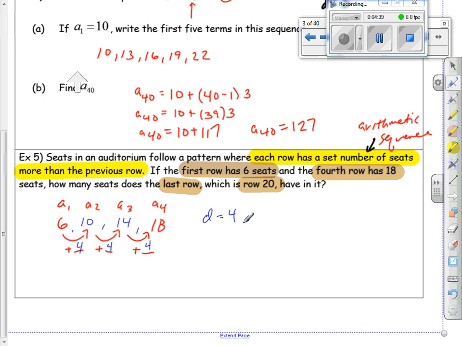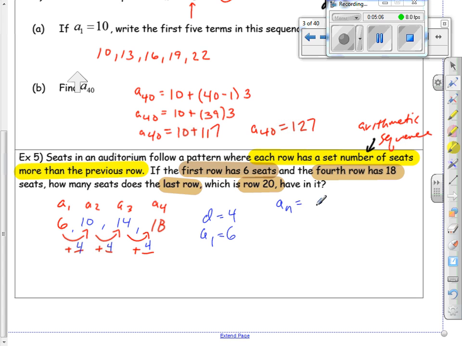Now remember, the common difference sort of behaves like the slope. When we write our explicit rule, we're going to be using the common difference. And if we wrote an explicit rule, if we treated this as a continuous linear function, 4 would behave as the slope. So remember, we know a sub 1 is 6. We have the common difference, and we have the first term, so we have enough to write an explicit rule.